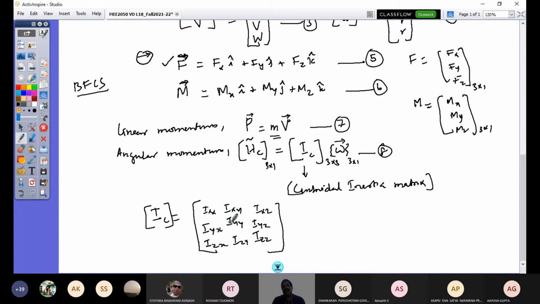aircraft, it is symmetric about its XZ plane. When it is symmetric about the XZ plane, IXY and IYX will be the same, and IZX and IXZ the same. So there are 6 independent quantities: 3 diagonal quantities and 3 off diagonal quantities. The 3 diagonal quantities are called the mass moment of inertia, and the 3 off diagonal quantities are called the product of inertia.